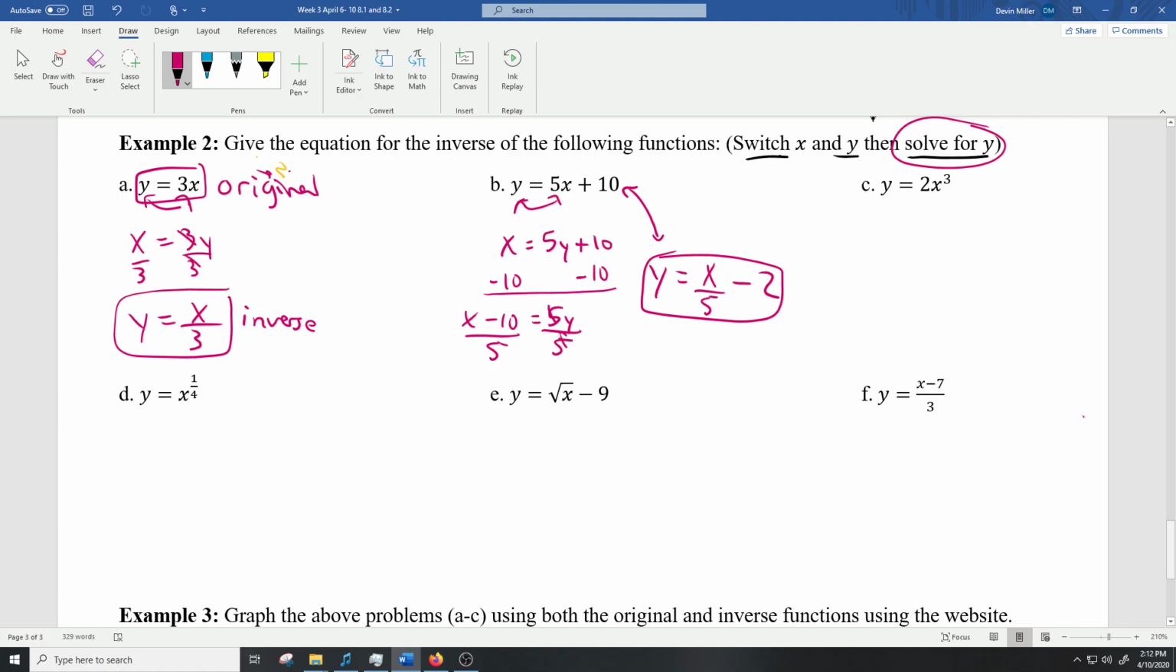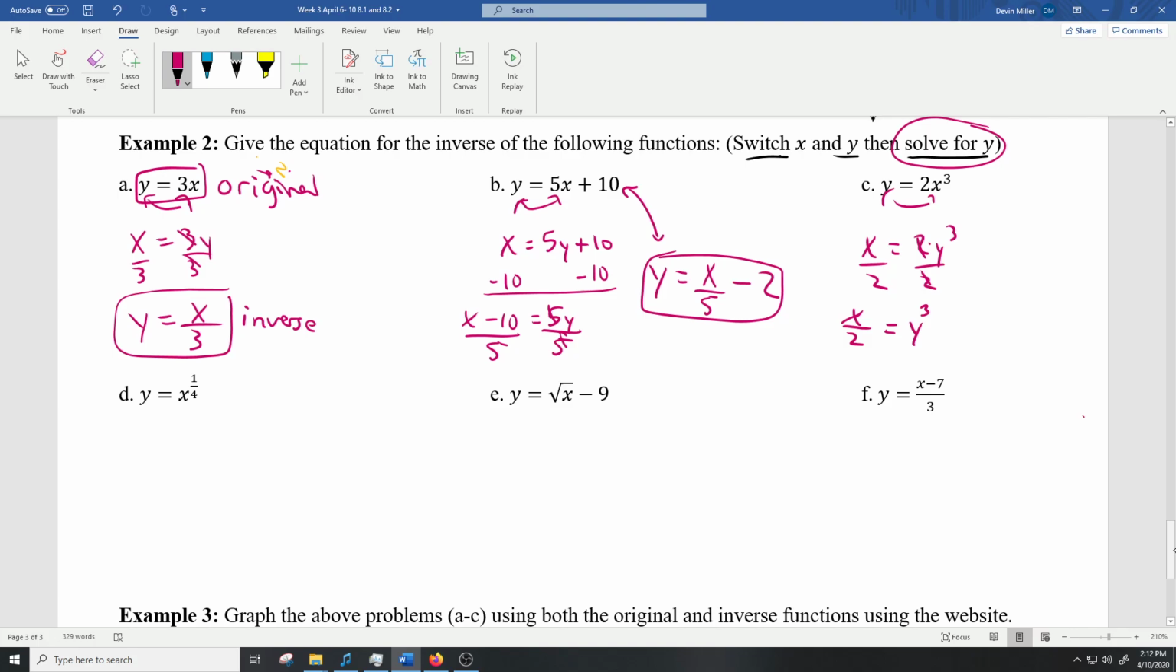Part C, do the same thing. Switch the x and y. So you have x equals 2y to the third. Now we're going to get y by itself. Got to get rid of the multiplication part, so let's divide by 2. So we have x over 2, which doesn't simplify. These cancel, the 2's, and y cubed.